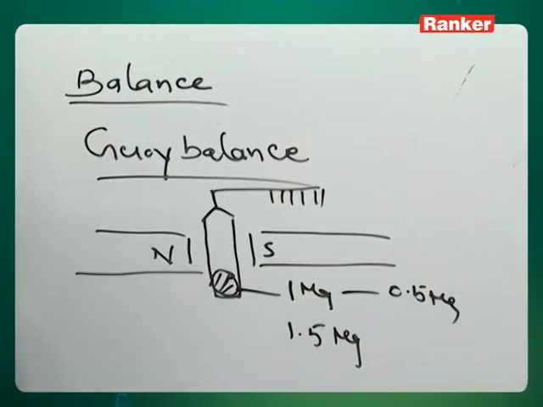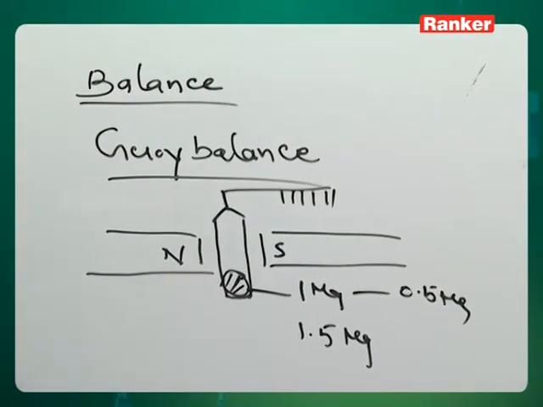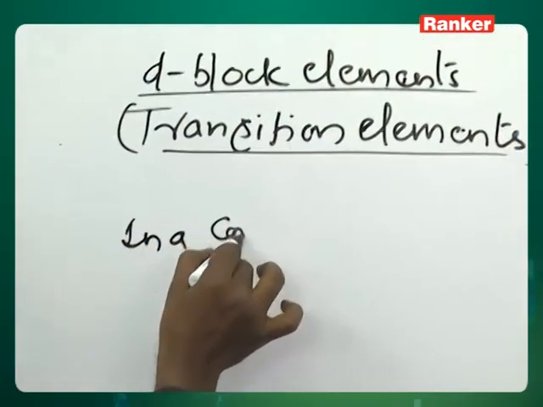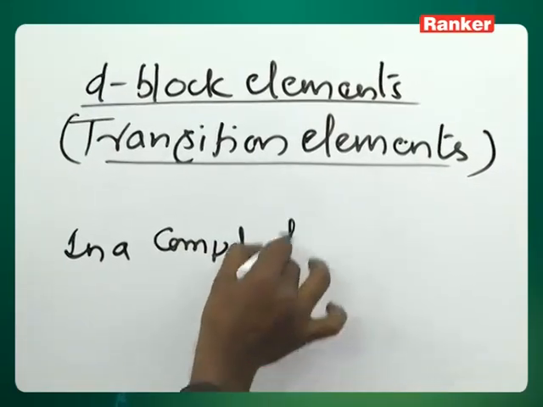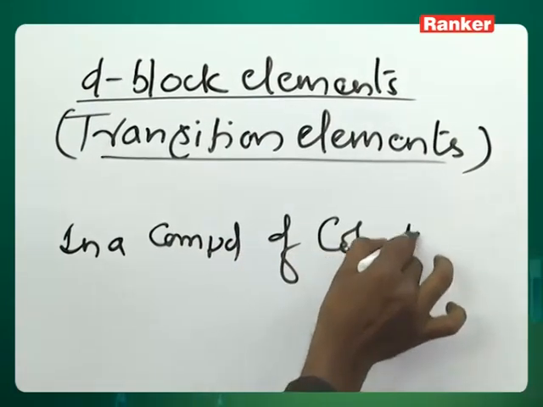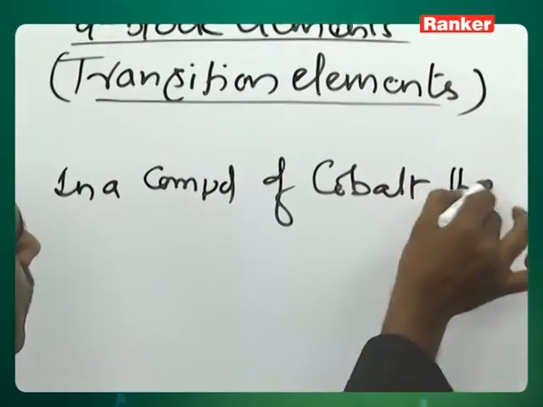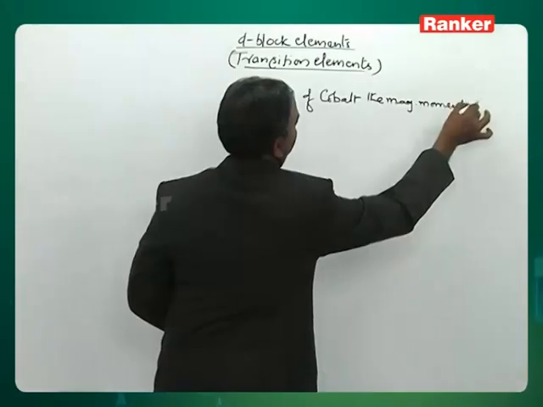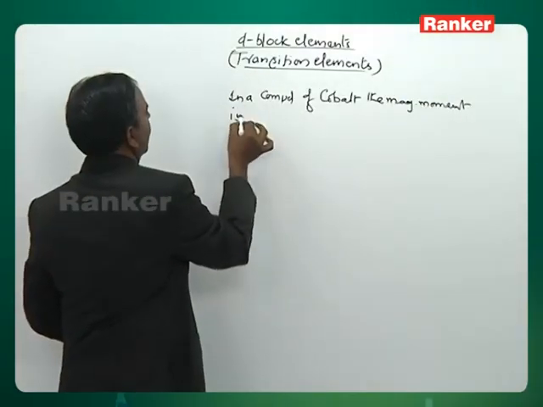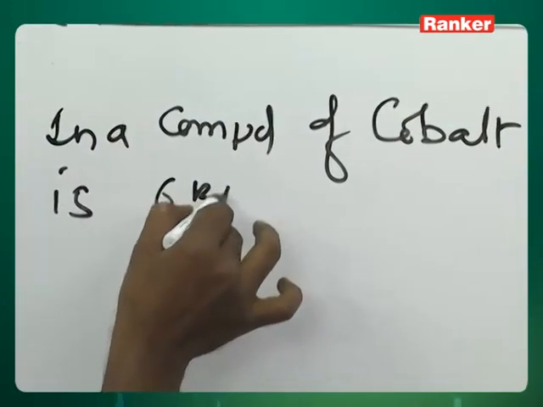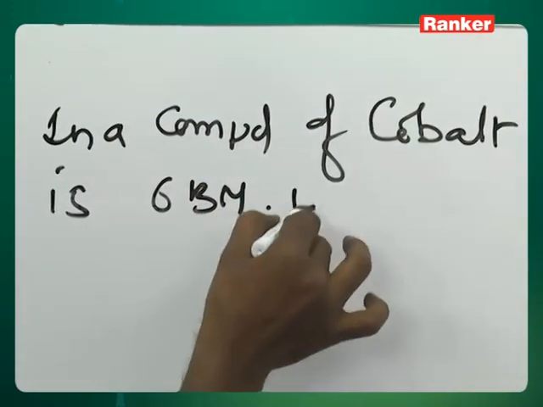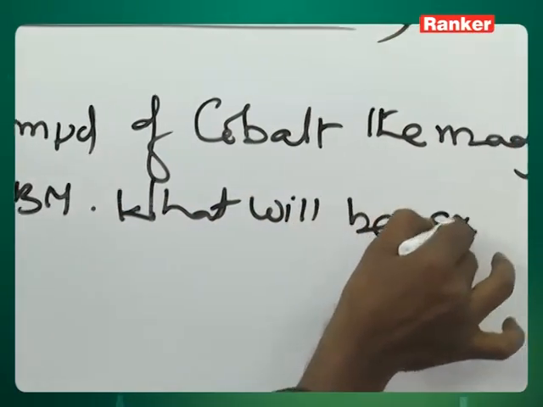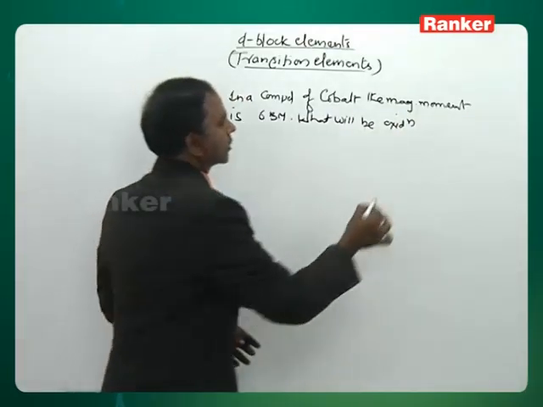How does a question appear on this magnetic property? In a compound of cobalt, the magnetic moment is 6 BM. What will be the oxidation state of cobalt?